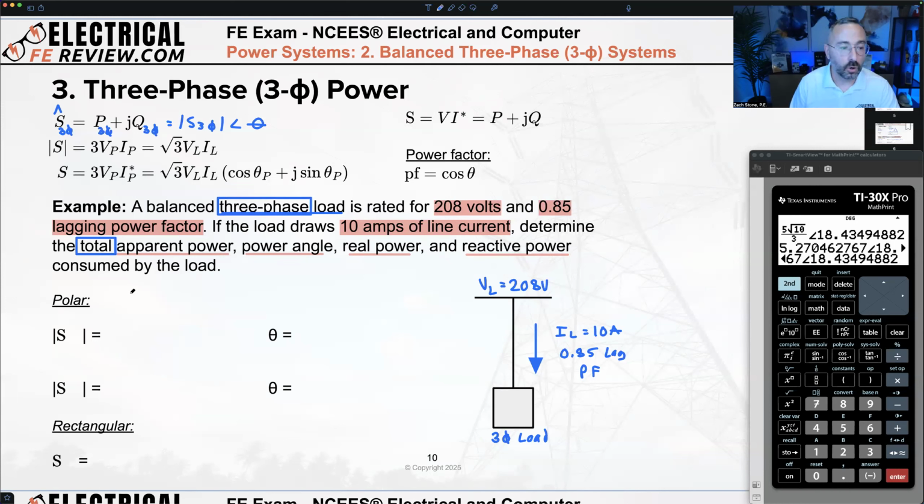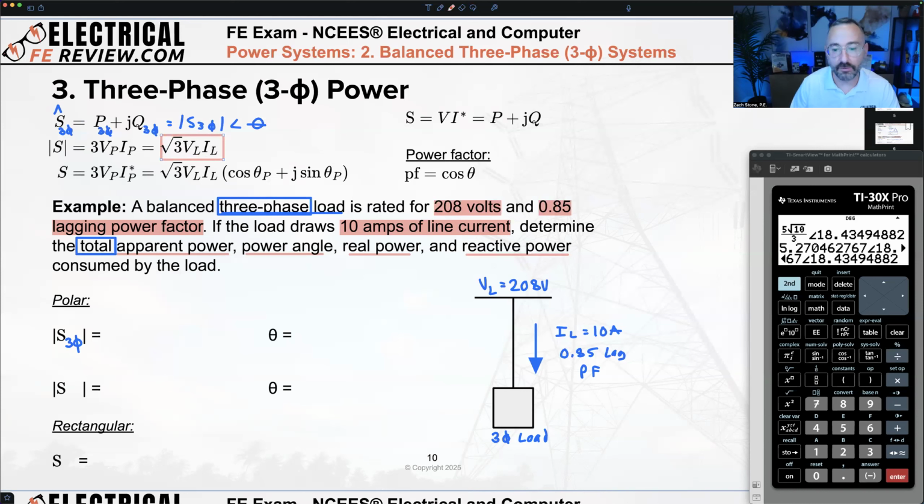All right, so all we've got to do is figure out the complex power. That gives me the real power, reactive power. It also gives me the apparent power and the power angle. First, let's start in polar form. What's the easiest way I could calculate the three-phase apparent power, the three-phase magnitude? How about this formula right here?